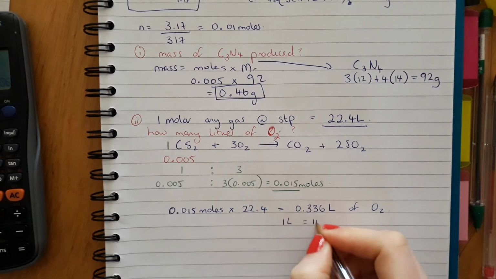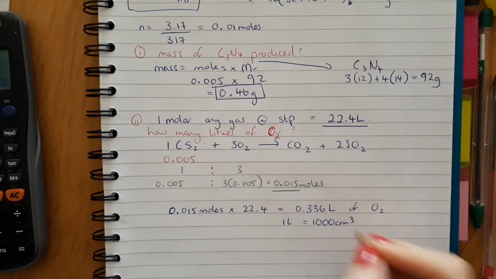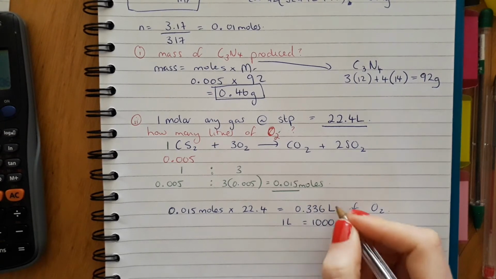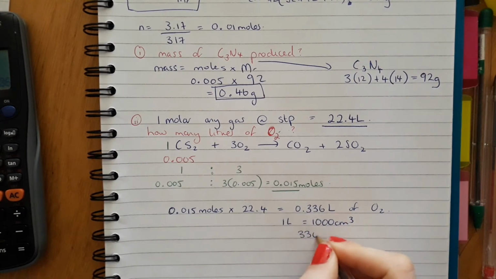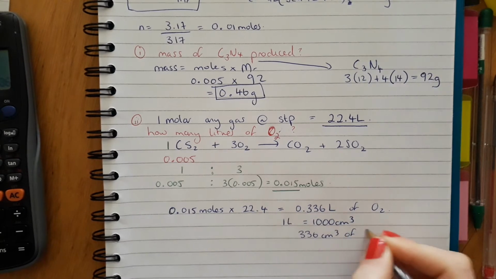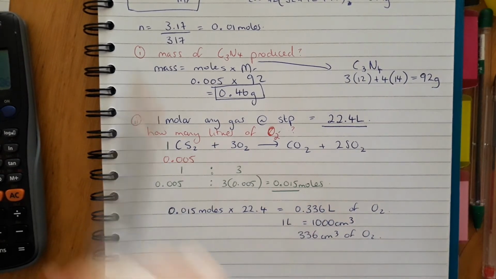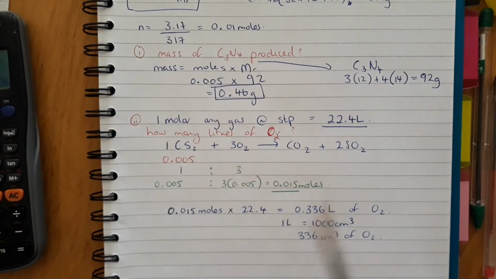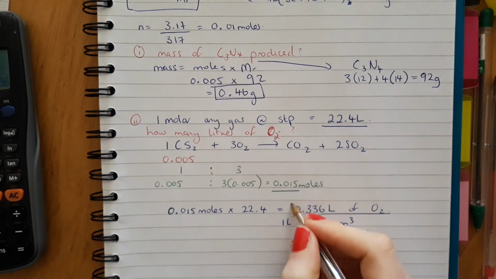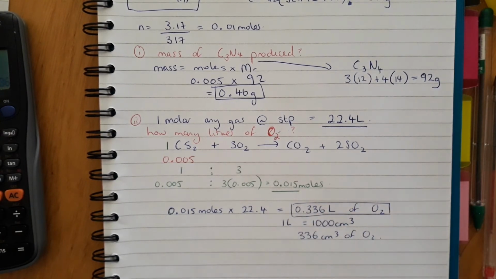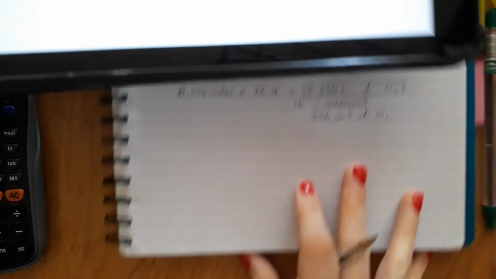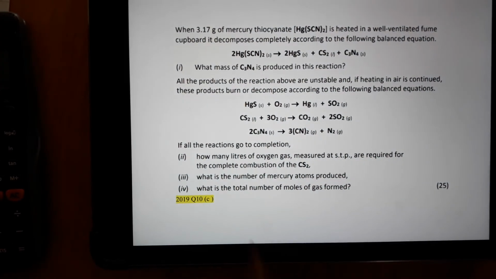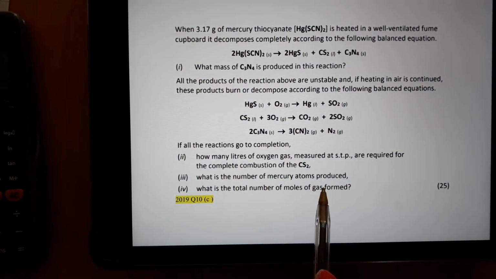1 litre of oxygen is 1,000 centimetres cubed. Okay, so this is the same as saying 336 centimetres cubed of oxygen. But the question asked you actually how many litres of oxygen, so you can literally leave it in that format. And there's your answer. Okay, going on then, part 3 says, what is the number of mercury atoms produced?